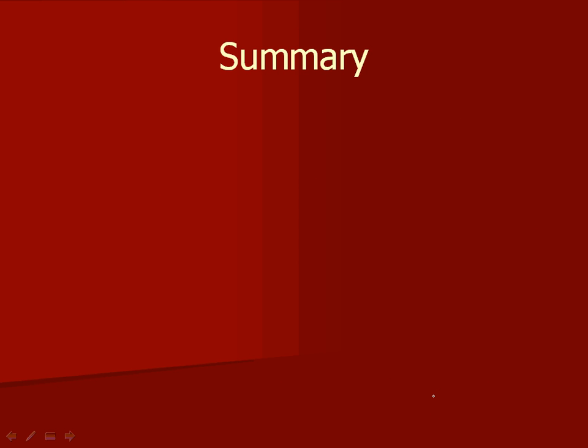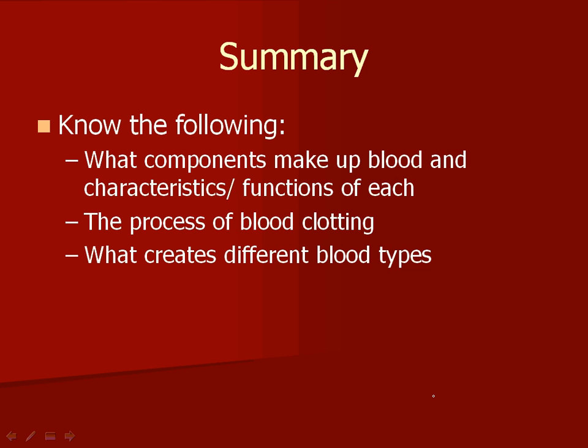All right, so as a summary, I think we're just about out of time here. What do you need to know? The components that make up the blood, what the characteristics are, so shape, and also the function and the process of blood clotting. Spend about another 5 minutes on this, going over it and trying to get a mnemonic device, acronym, whatever, in order to remember the different proteins. And then finally, what creates different blood types. We're going to be spending quite a bit of time on this one in class. We'll do a little activity investigating the different blood types.